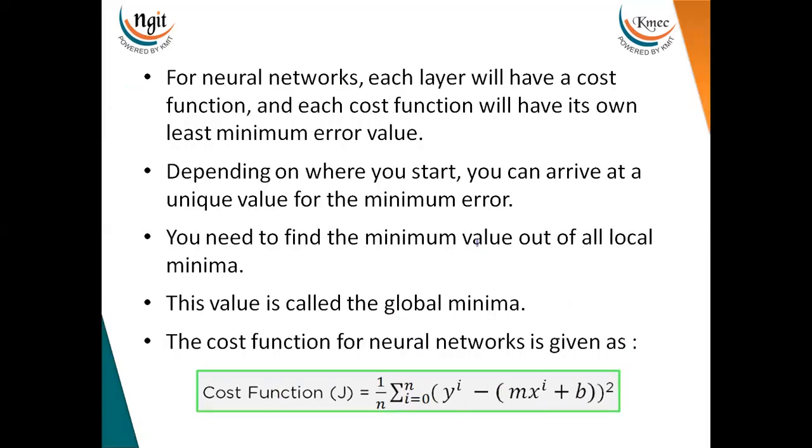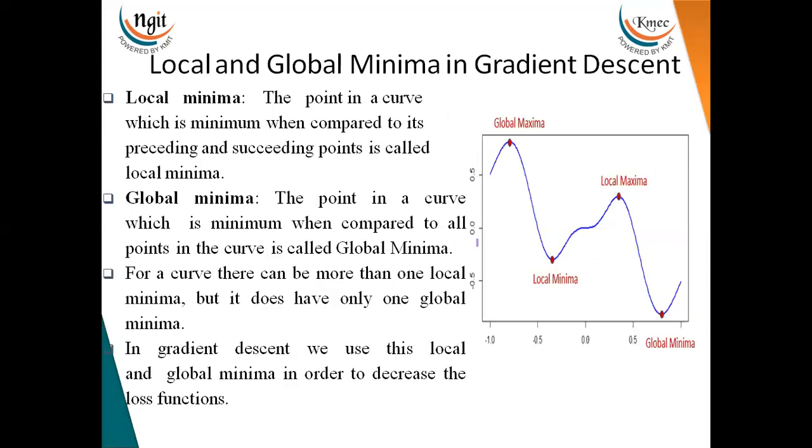Now let us see what you mean by it. First, local minima means what? It will compare the minimum value with the preceding point and succeeding point. Means in those surrounding layers only, whatever is the minimum, that is the local minima. But global minima means what? It should be minimum in all the layers.